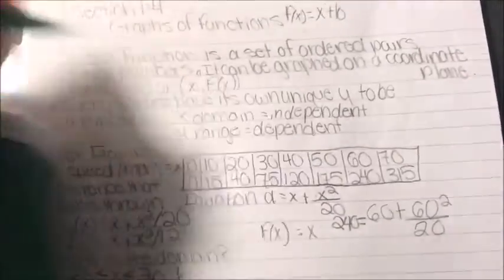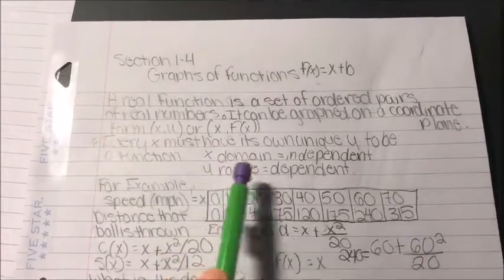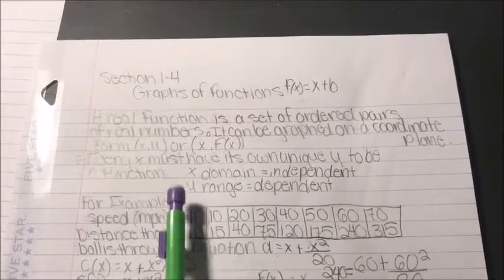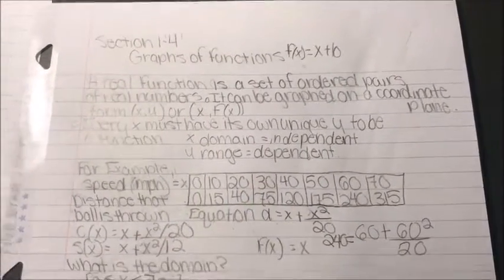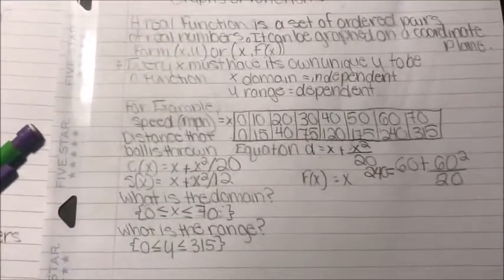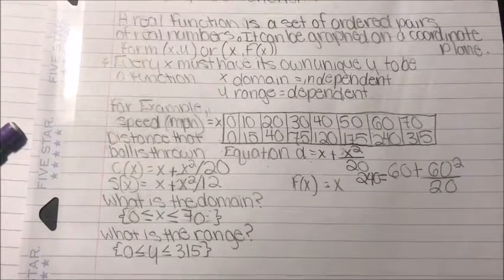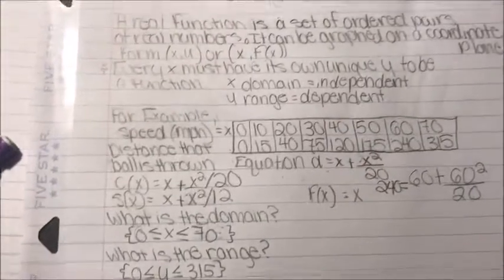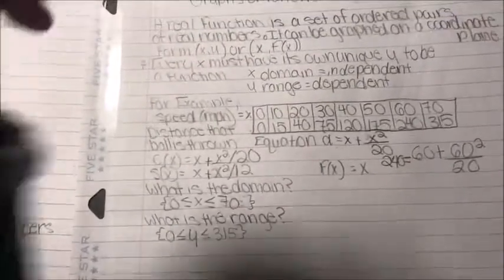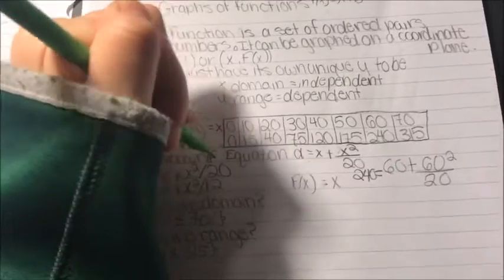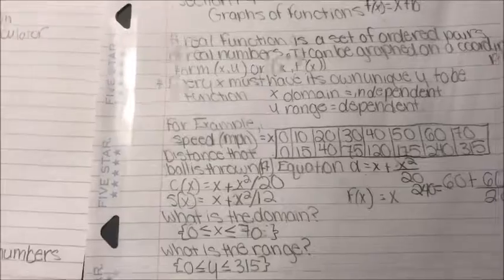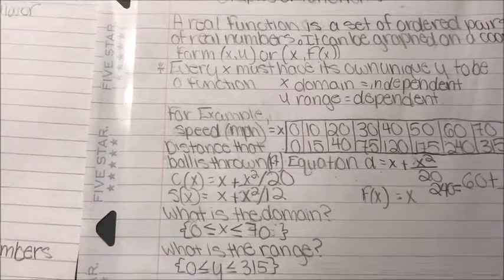Now the x and the y have a domain and range. The domain is the x, and that's the independent variable, and then y is the range, and that's the dependent variable. Here's my example of ordered pairs: speed and then the distance that a ball is thrown in feet. The top set of numbers is the speed, and the bottom is the distance.